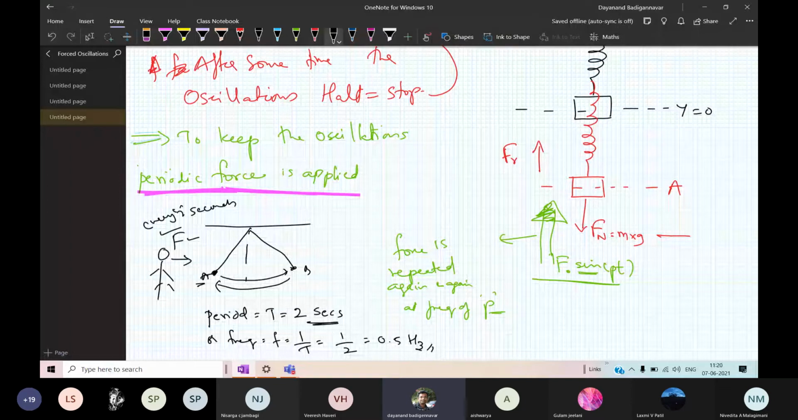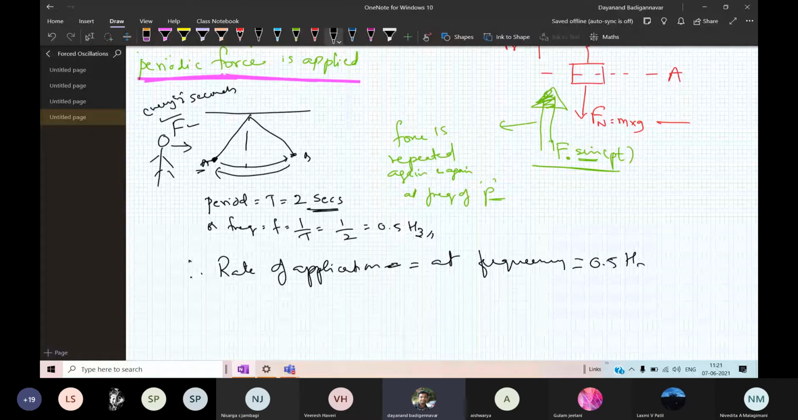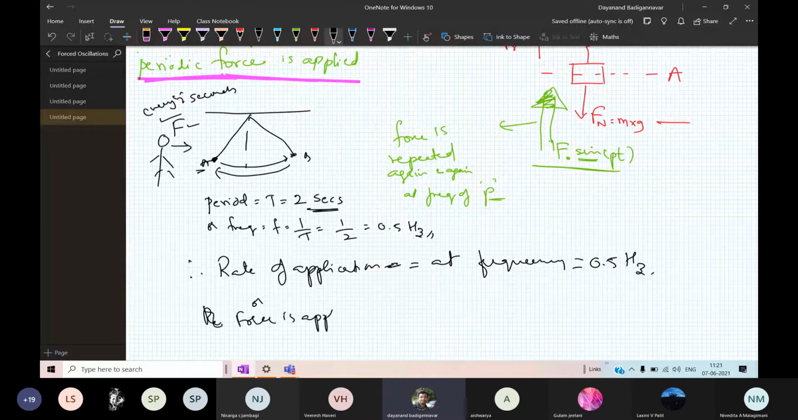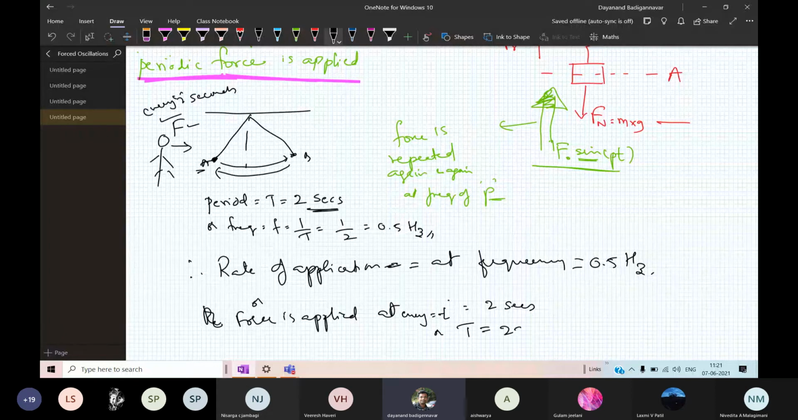The force should be applied at a frequency of 0.5 hertz, that is, for every time t equal to 2 seconds. Period is 2 seconds. Therefore, you have to apply the force every 2 seconds to keep the oscillations going forever.